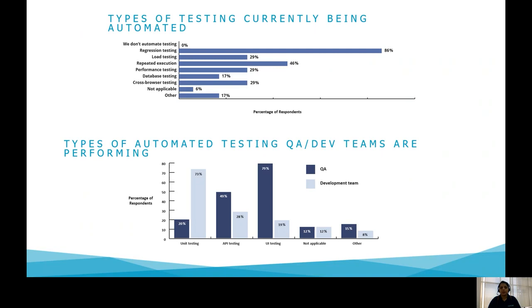The second survey data is about what types of automated testing are your QA and development teams primarily performing. Here we see that for unit testing, the focus is on development teams. However, when it comes to API and UI testing, QA is more active. In the demo session, we are going to use APIs to run performance test.